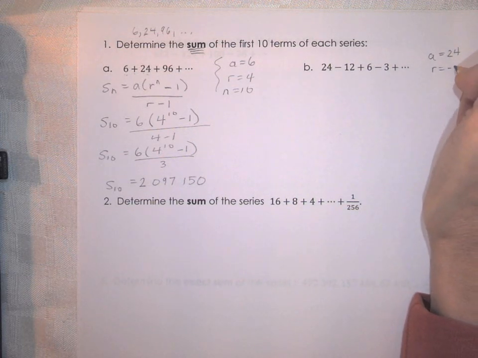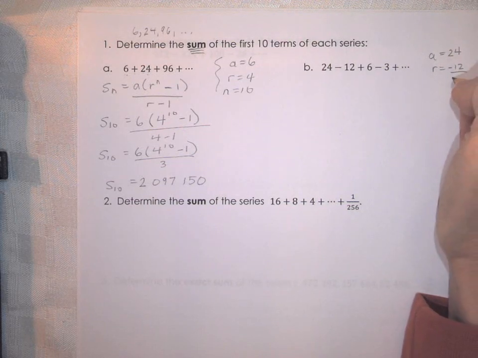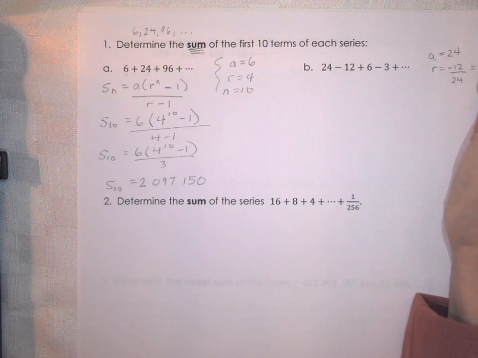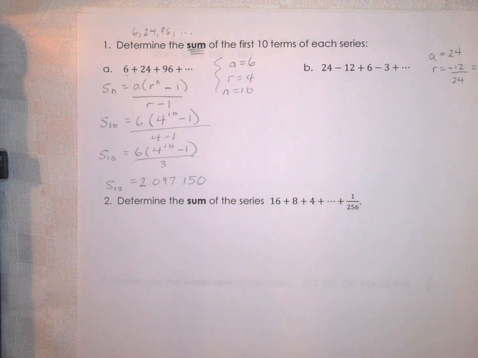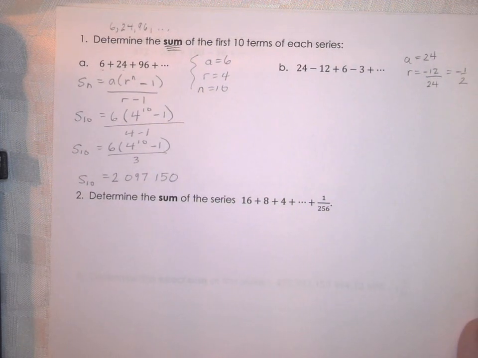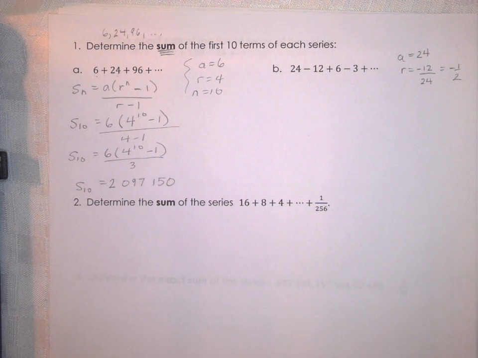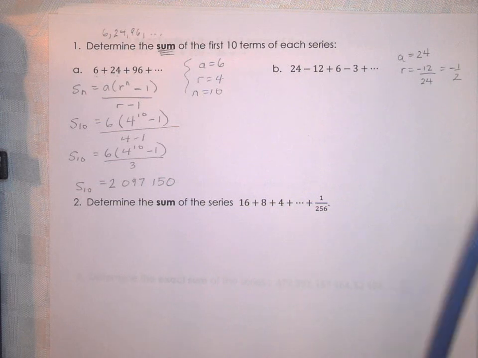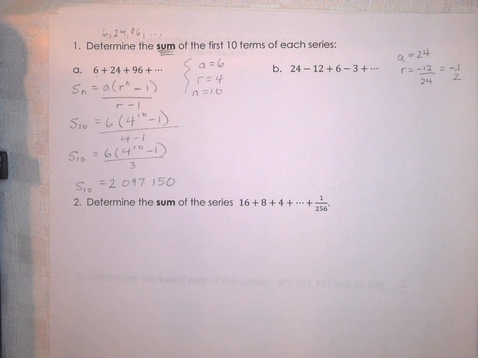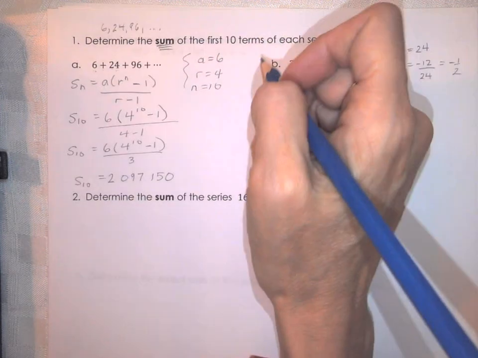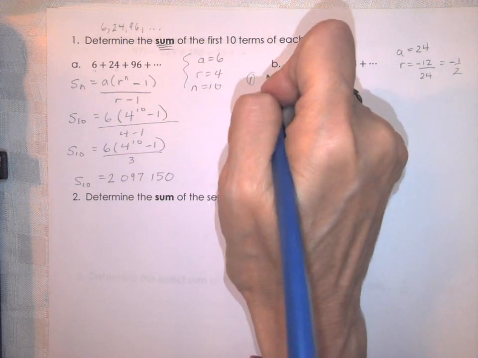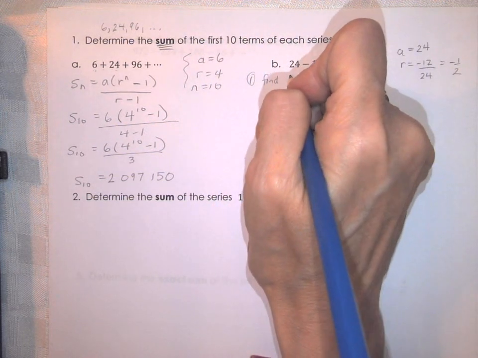R is negative 12 divided by 24, which is negative 1/2. Oops, I ran out of room there. So one thing we can do if we get a common ratio that is a fraction is we can first find the 10th term in the series and then turn the series around again because it will have the same sum. So my first step, step 1, find the 10th term.